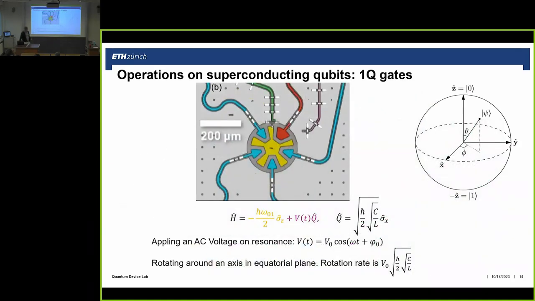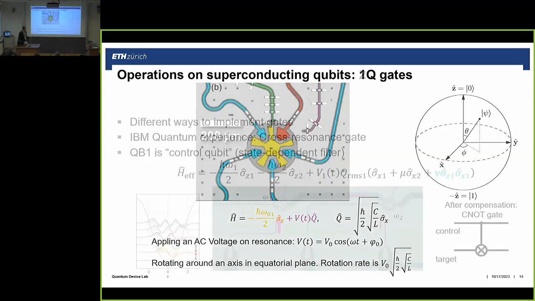Okay, so single qubit gates: you just have this line and you apply a voltage, an AC voltage in resonance with the qubit frequency. Depending on the phase of that AC signal, you get rotations around different axes in this equatorial plane. And the stronger your pulse is, the more rotation you get. So that's easy. Single qubit gates, everyone knows how to do them, and not only for superconducting qubits.